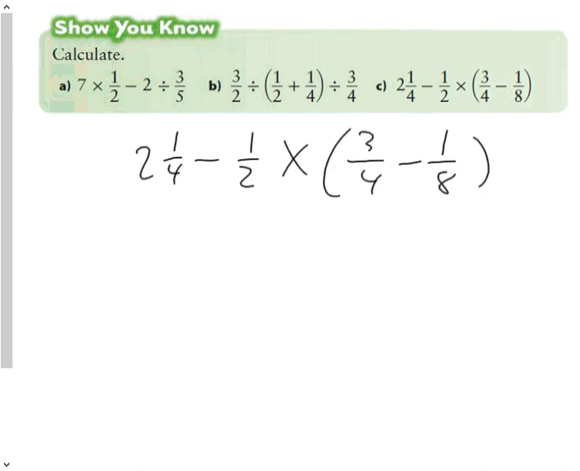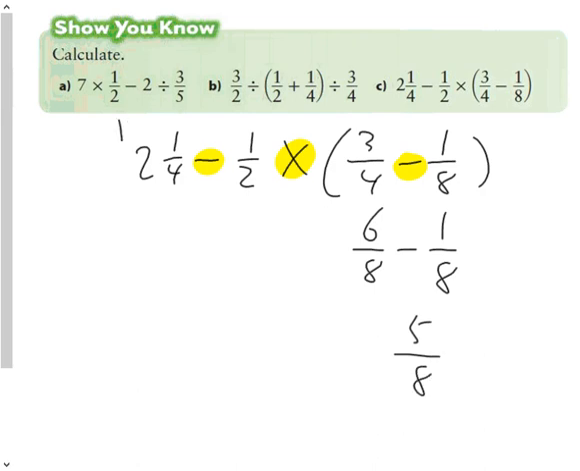Now our last question, C, is this one, and it has a subtraction, it has a multiplication, and it has brackets that have subtraction in it. So of those 3 operations, the first one I'm going to do is the brackets, because that's my B in BeDMAS. So I'm going to find my common denominator, I'm going to make my equivalent fractions, and I'm going to subtract them to become 5/8.